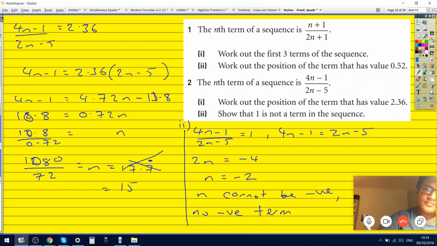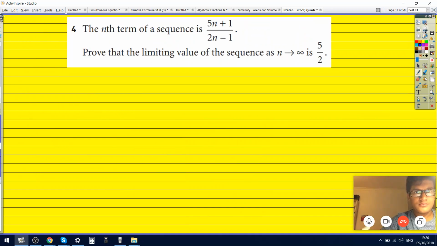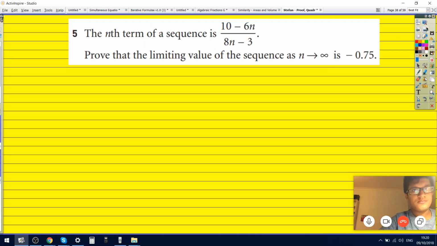Yeah, no negative terms, so we reject it. Okay. So prove the limiting sequence. I think you'll be okay with that.